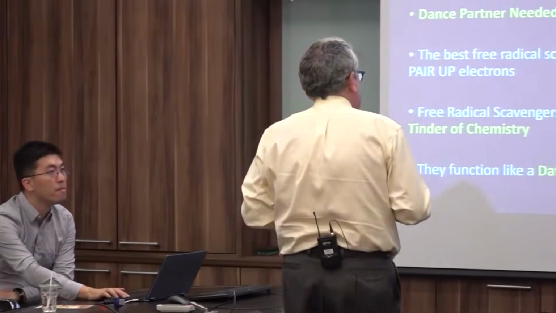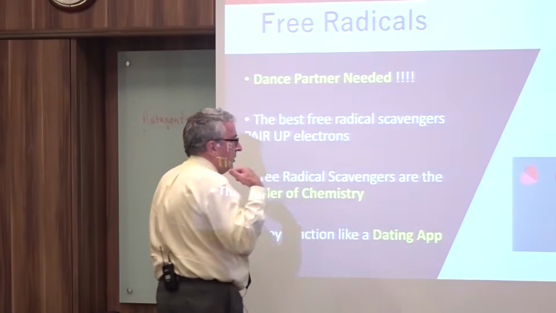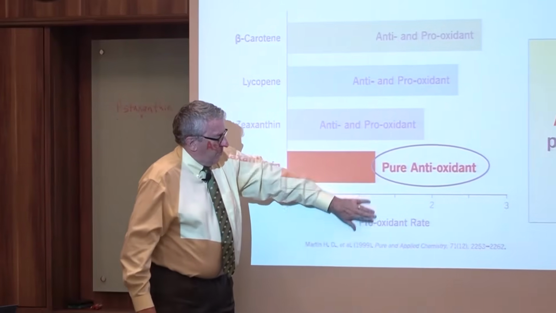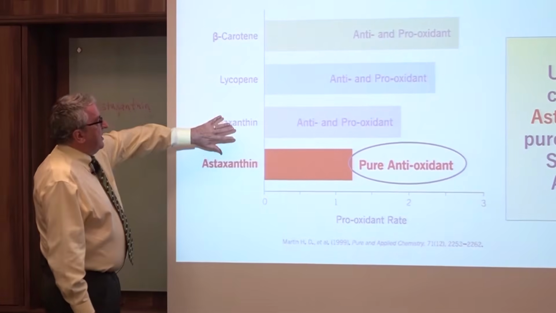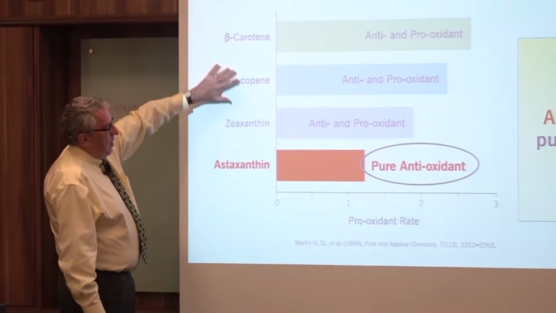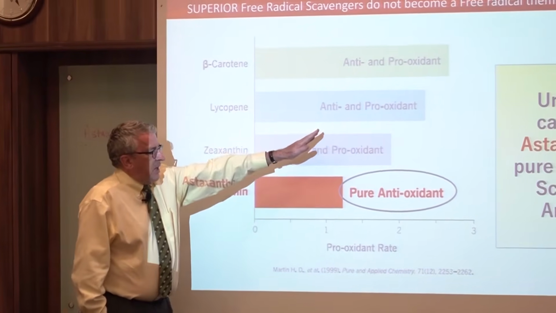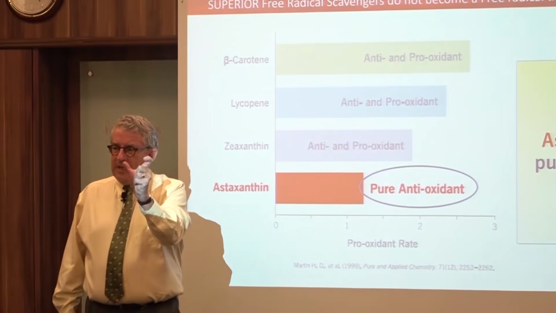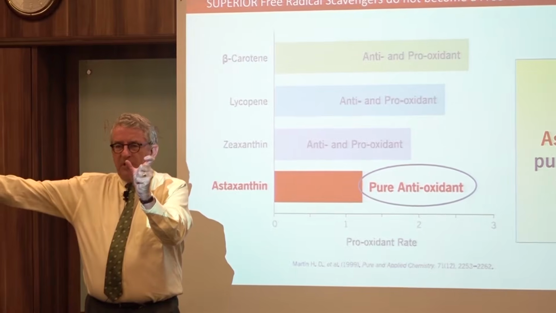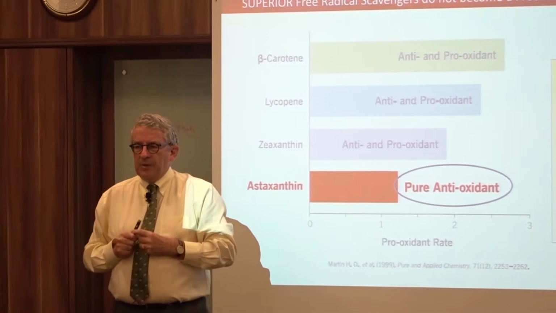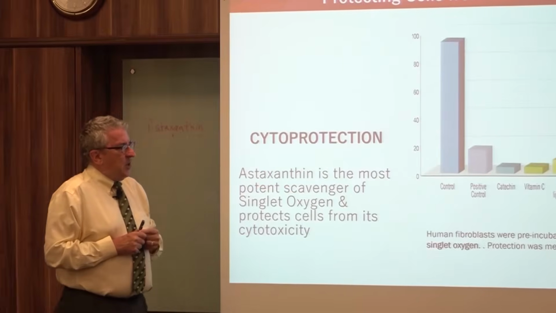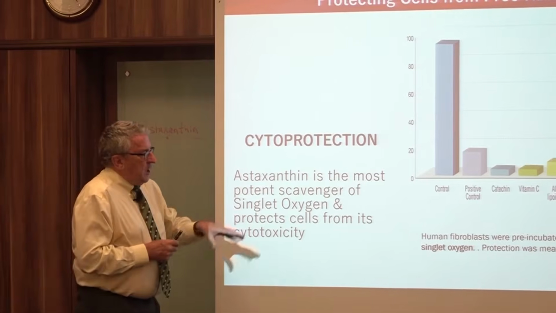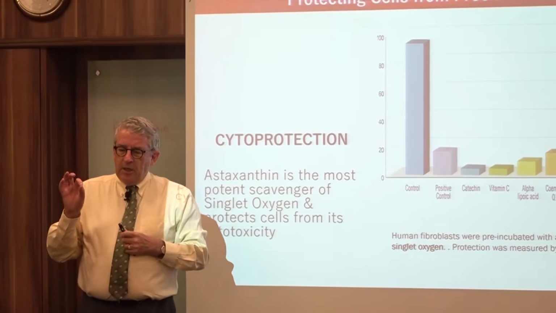Let me give you some explanations of how it all works. Next one. So astaxanthin is a pure antioxidant. It has no appreciable pro-oxidant rate, but these other carotenoids do have both antioxidant and pro-oxidant characteristics. That means it will pair up that unpaired electron by stealing from a previous pair and making an angry spouse. Next slide. So what does all this mean as it relates to cell function? This is actually a study that's in human fibroblasts.